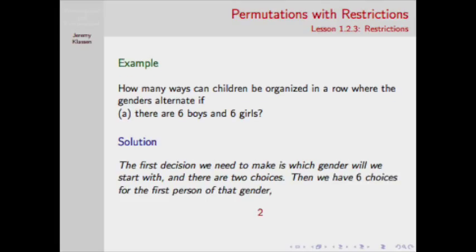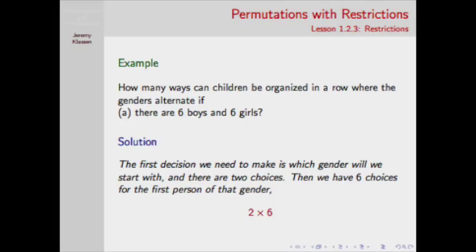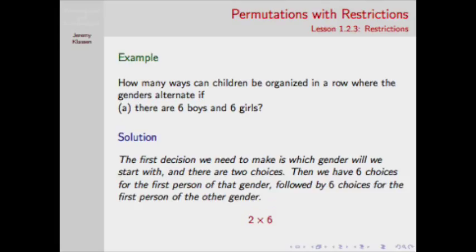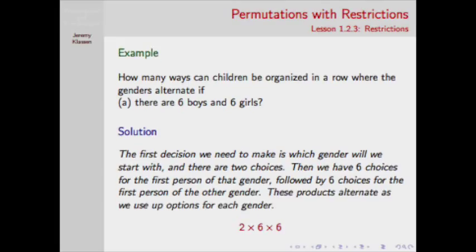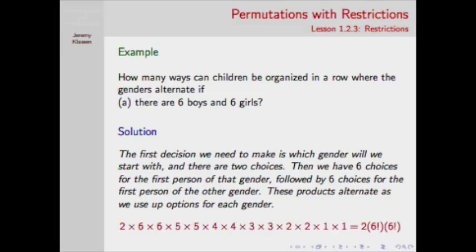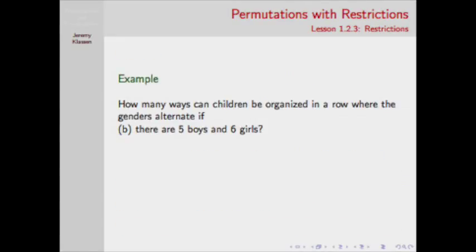Then we have 6 choices for the first person of whatever gender we chose to go first, followed by a choice of 6 people for the gender that comes second. These products alternate and drop as we use up our options for each gender, giving us the following expansion. But notice that this product could be simplified down and written as 2 times 6 factorial times 6 factorial. Now let's take a look at the same question. Let's take one of the boys away.